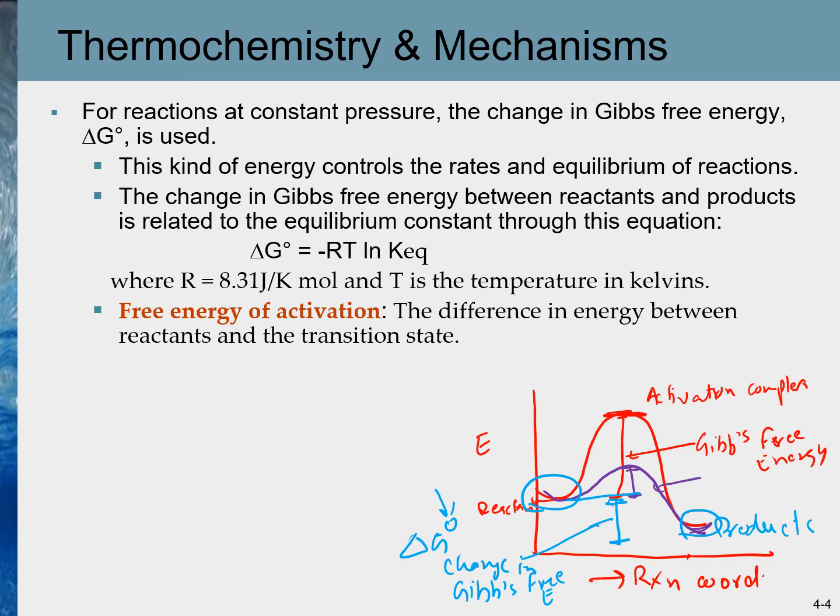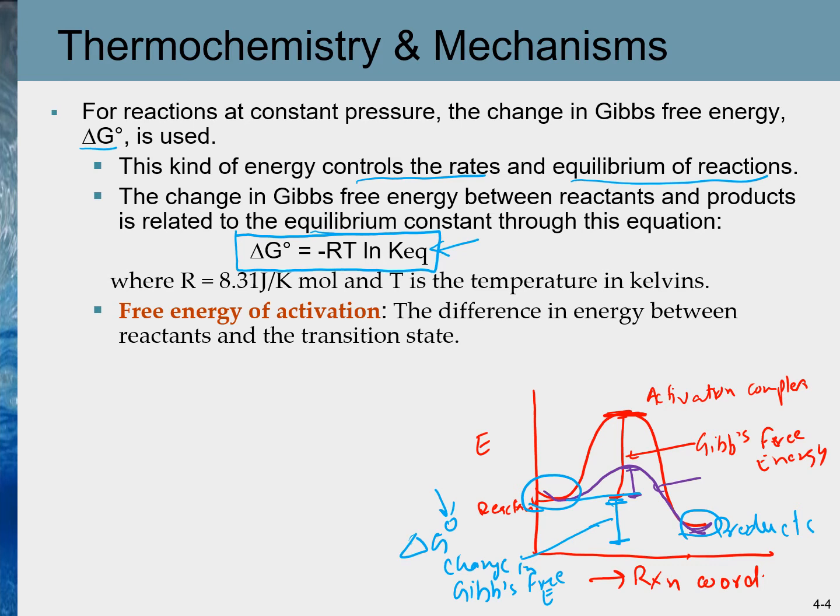The change in Gibbs free energy, or delta G, controls the rate and equilibrium of the reaction. And this Gibbs free energy in a reversible reaction or at equilibrium is given by this expression. So we can calculate delta G naught from the equilibrium constant of a reaction. In this equation, R is a gas constant and T is the temperature in Kelvin.